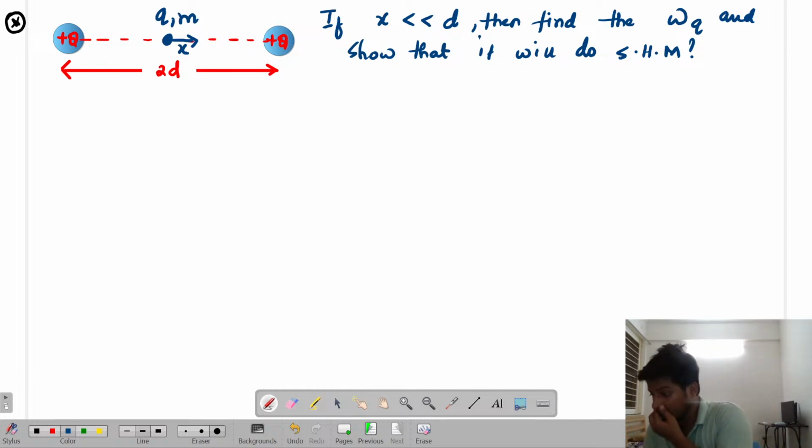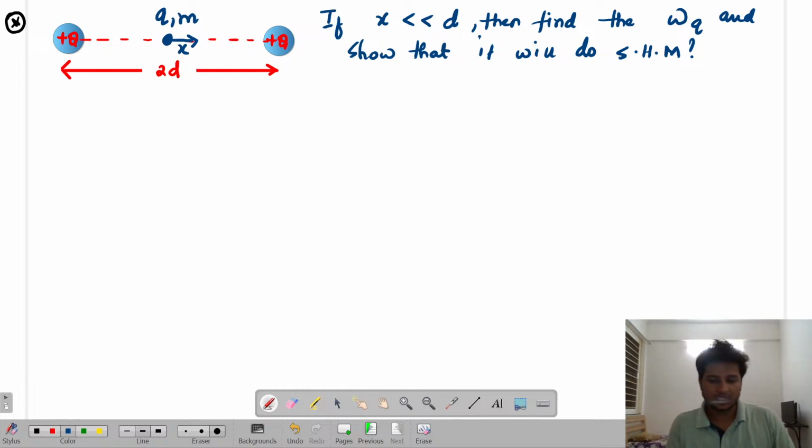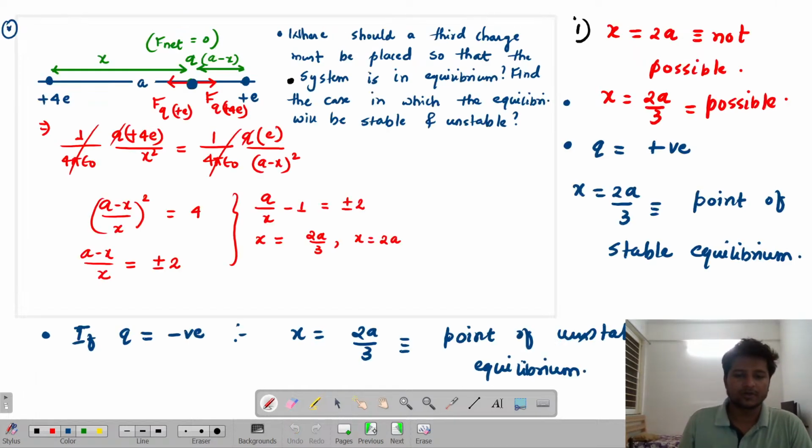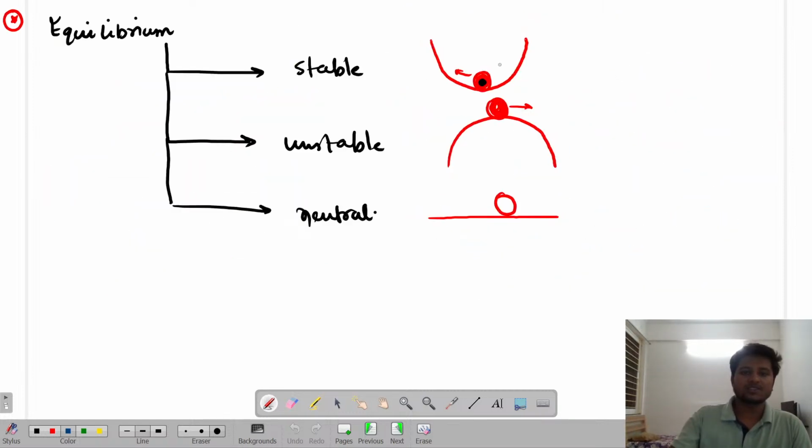बनाइए इस क्वेश्चन को, पता करिए कि ये चार्ज SHM करेगा या नहीं करेगा? And if it is going to do the SHM, find the angular frequency. Okay, so first of all, you have to verify whether it is going to do the SHM or not. And one of the easiest ways to understand whether it will do the SHM or not is to check whether the particle is in stable equilibrium or unstable equilibrium. Stable equilibrium always says that the particle will do the SHM.